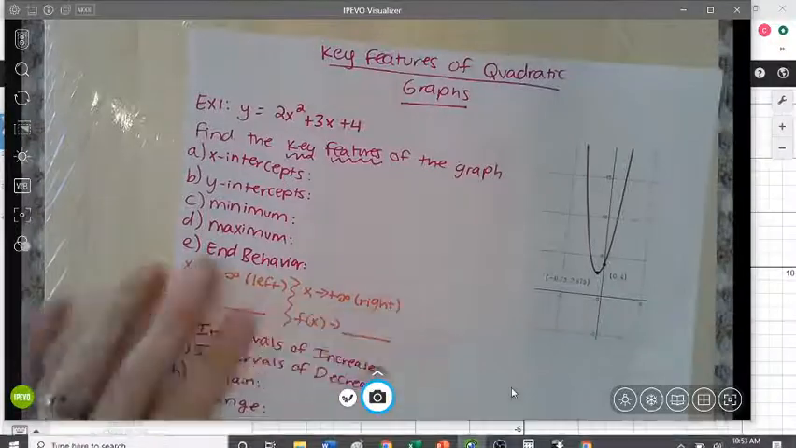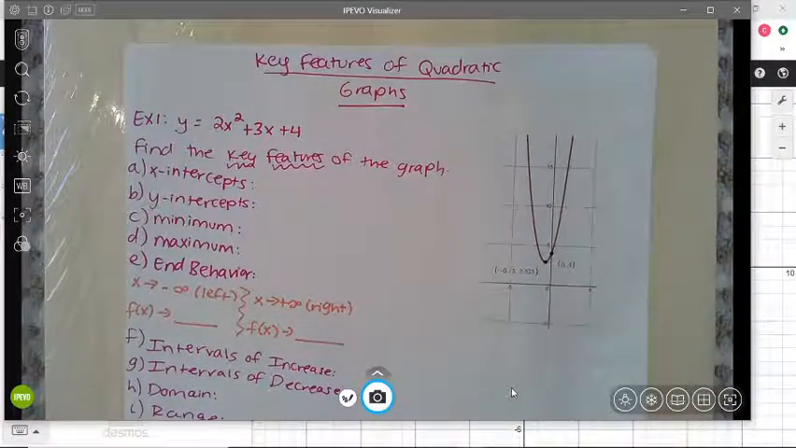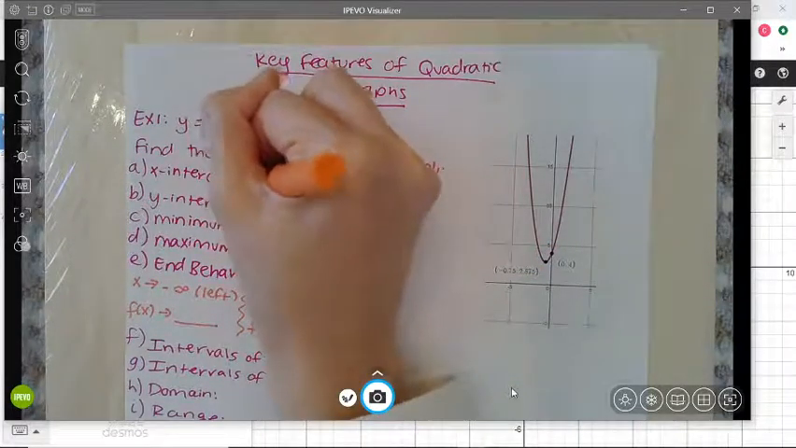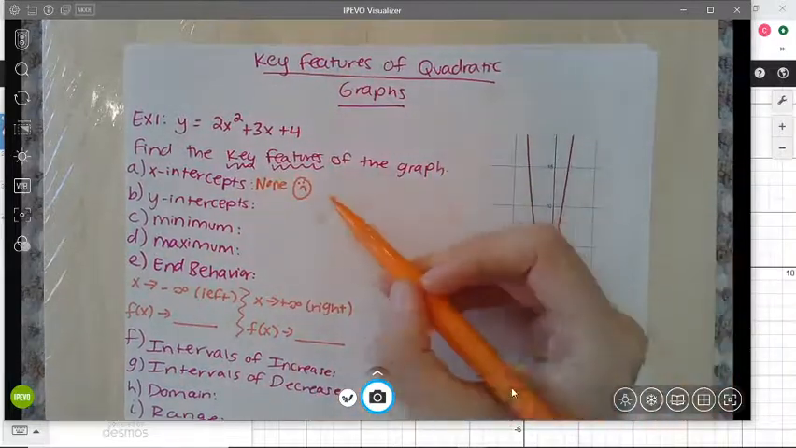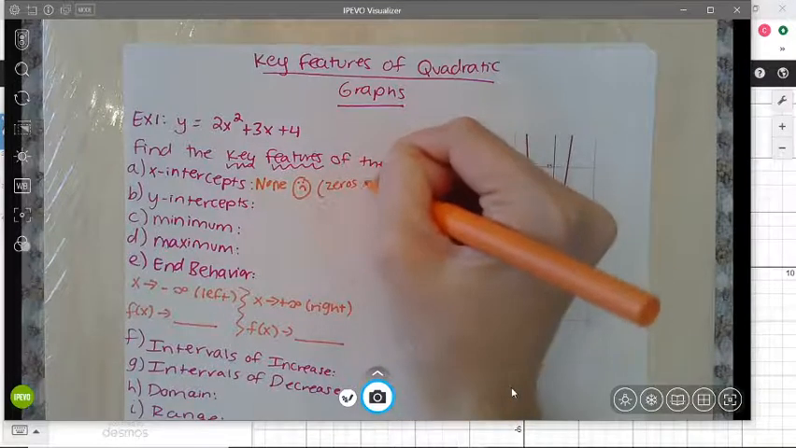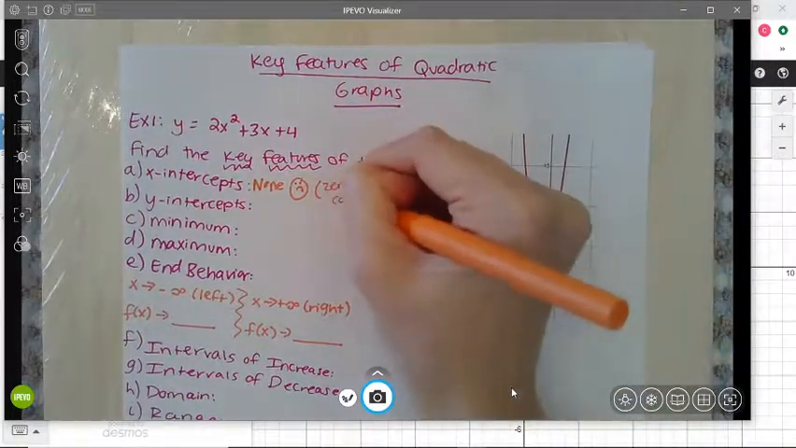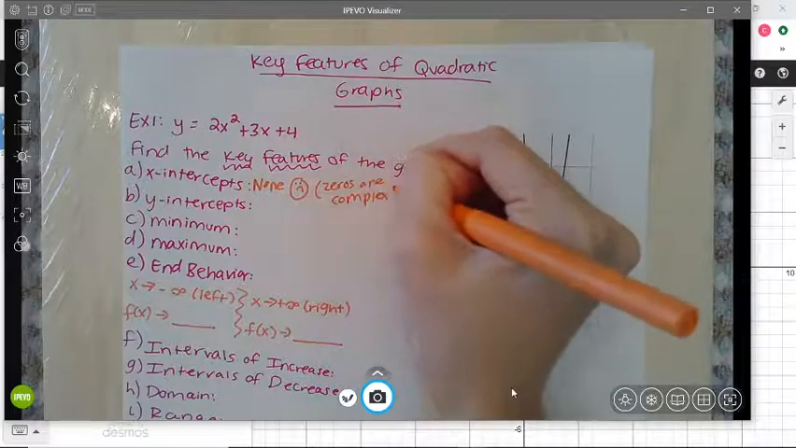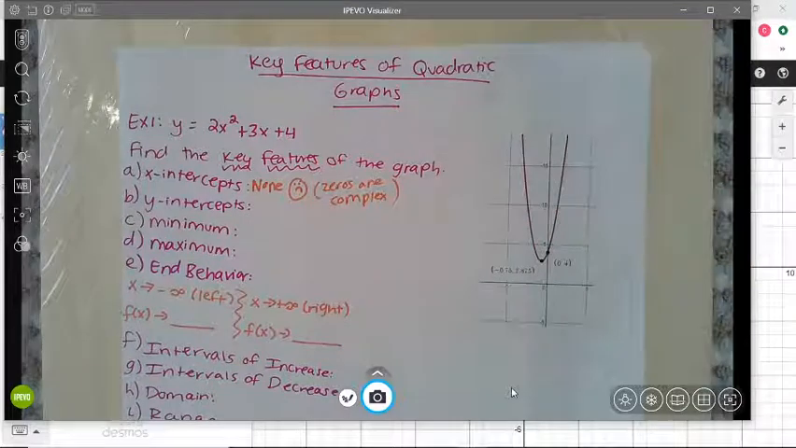So on mine, again, we don't have any x-intercepts because it doesn't cross the x-axis. So I'm going to write none and a sad face because we don't have any. And remember, if we don't have any, this means that the zeros are imaginary or complex. So that means they're there. We just can't see them because this is a real number system graph.